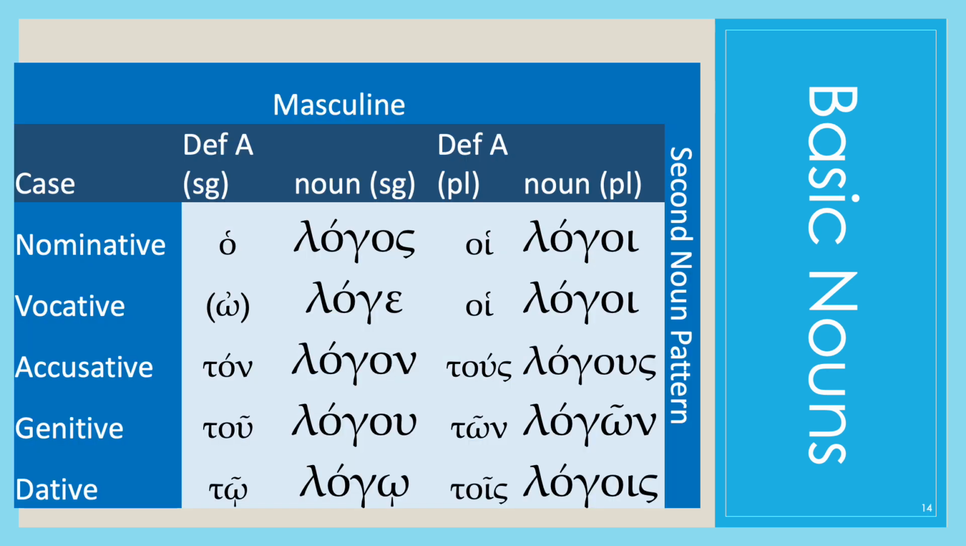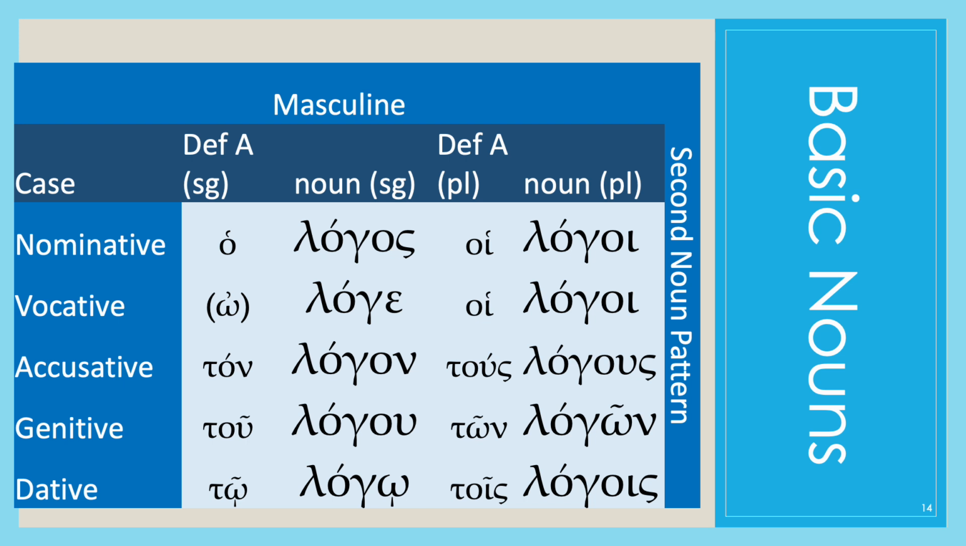Here for the masculine, I've used the word logos, meaning word, or logoi, meaning words. The masculine singular is the only time that we will see a difference between nominative and vocative. So the nominative is ho logos, as we get at the beginning of John's Gospel. If it was a vocative, it would be o loge. Accusative ton logon, genitive to logo and dative to logo.